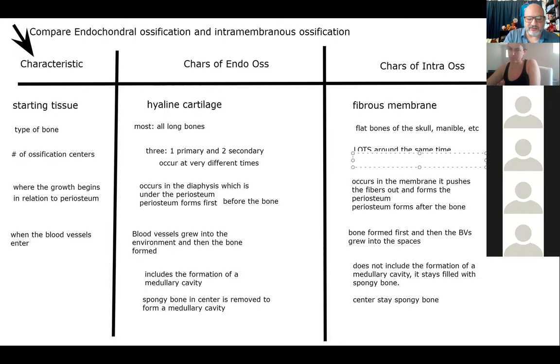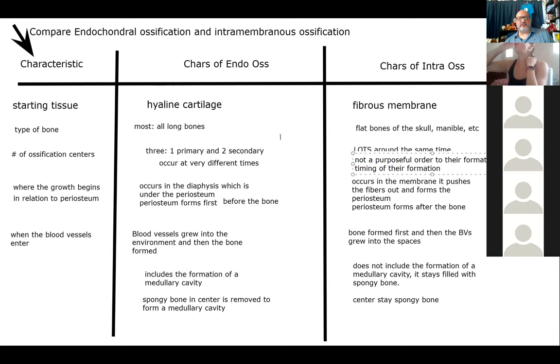You're correct in that there is not a purposeful order to their formation, right? But since the goal is to form a bone of a particular shape, it isn't happening just completely randomly. It's the timing that is not purposeful. So really, when we're talking about it not being purposeful, we're talking about the timing of their formation, not where they form so much as which one occurs first. Here, it's not meaningful which one occurs first, whereas clearly in endochondral ossification, it is very meaningful which one occurs first.